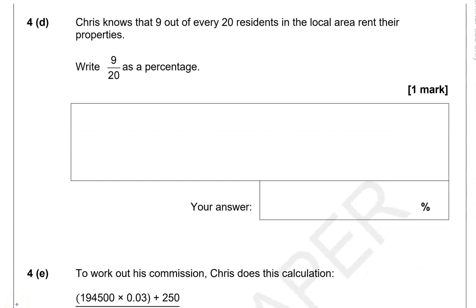Chris knows that 9 out of every 20 residents in the local area rent their properties. Write 9/20 as a percentage. So, as a percentage, you can do 9 divided by 20 using a calculator. Gives you 0.45, which is the same as 45%. Again, just like how many pennies there would be if this was given in pounds.